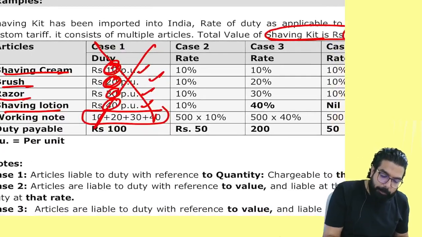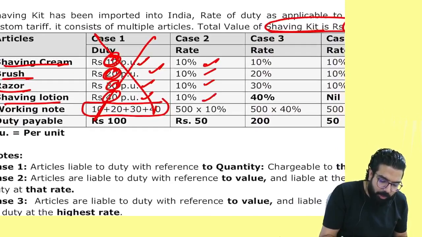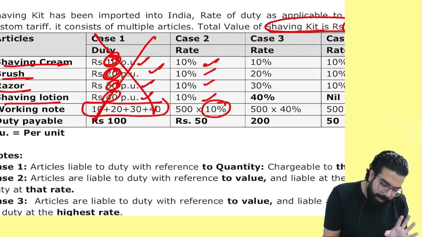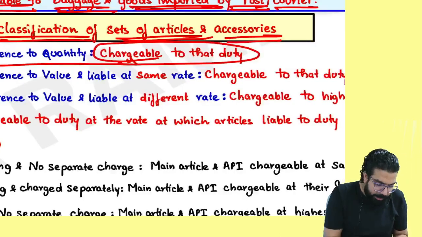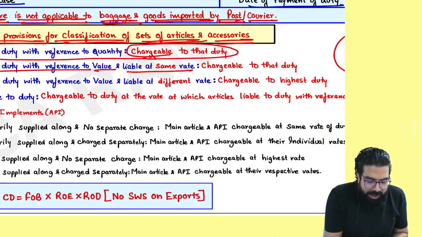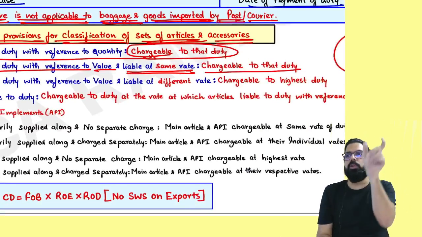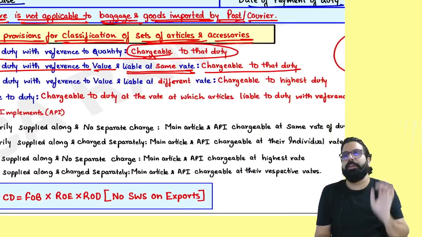For an example, you imported a shaving kit of 500 rupees. Every item pays 10% duty. What rate will you apply on 500? 10%. Story over. Here, articles liable to duty with reference to value and liable at the same rate, chargeable to that duty. That rate you can apply: 500 by 10%.